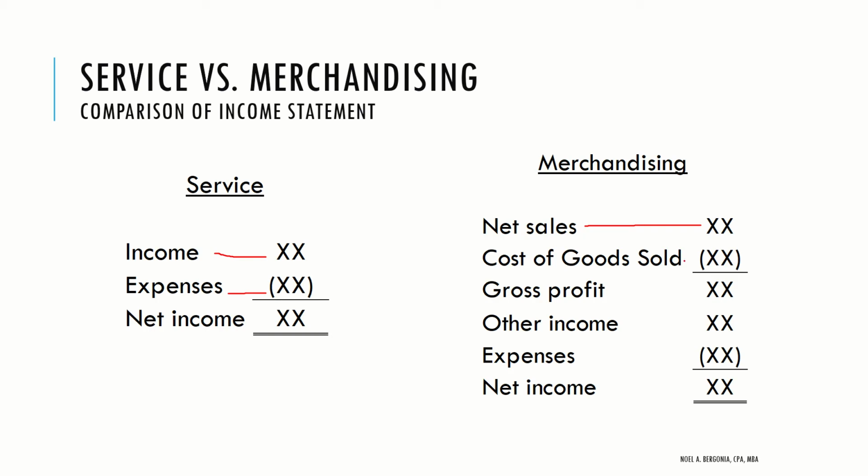And we have an expense called cost of goods sold. So that cost of goods sold, after deducting it from the net sales, will become the gross profit or the gross income of the company. Eventually, after that, if you have other income such as interest income and rent income, that will be added, and then we have the expenses again, which is typical for both service and merchandising.